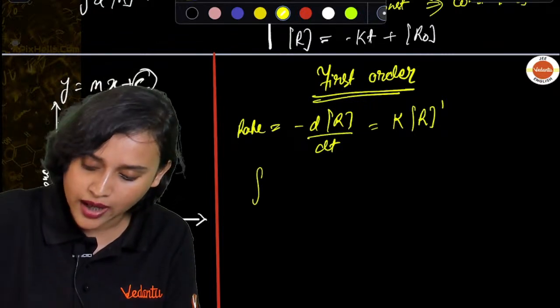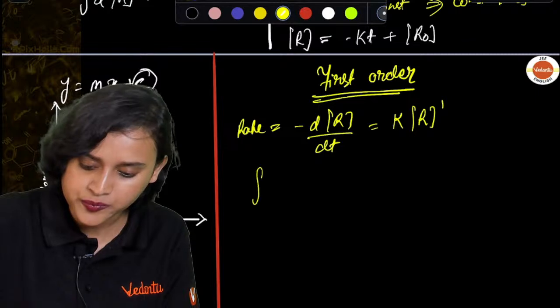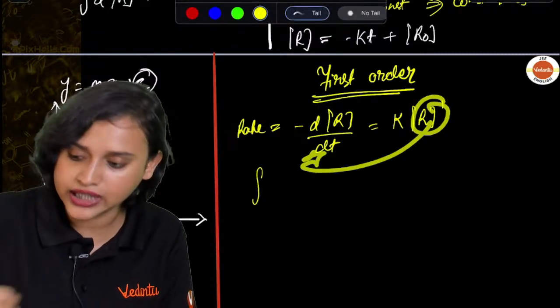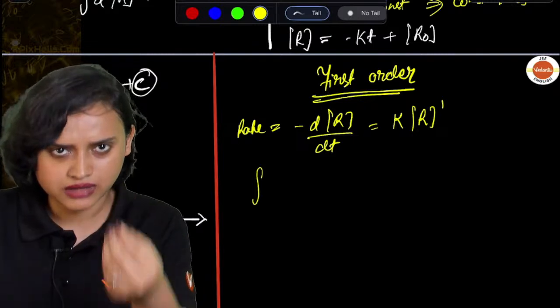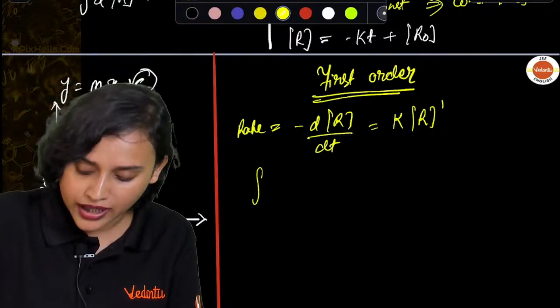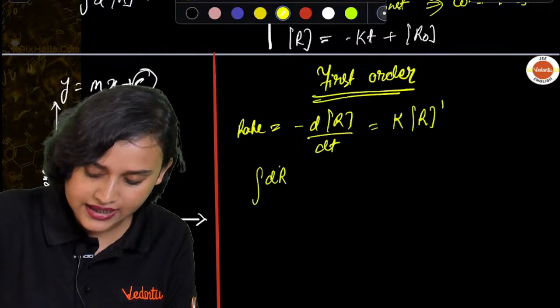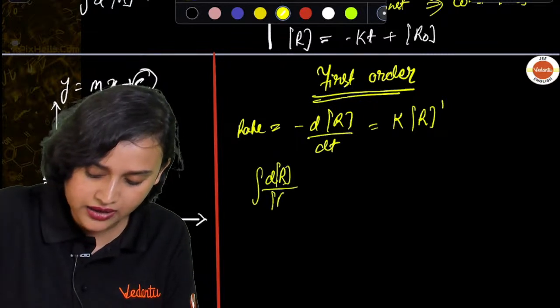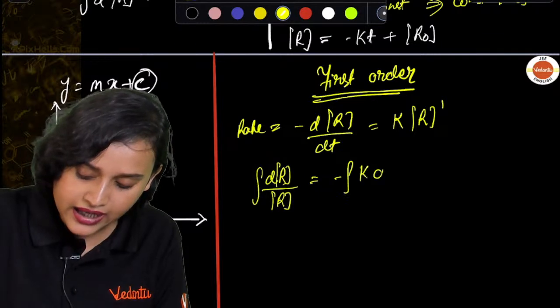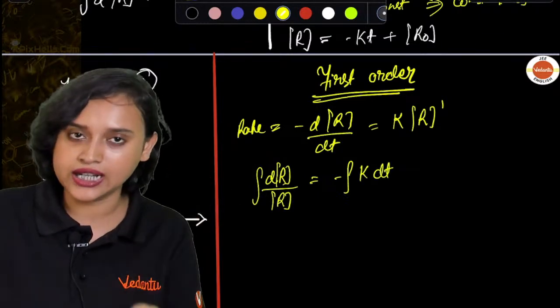What I'm going to do is bring this R to this side, because integration will be easier. So I'm going to write it as dR divided by R is equal to minus k dt, isn't it? That's what it is, and everybody knows it.